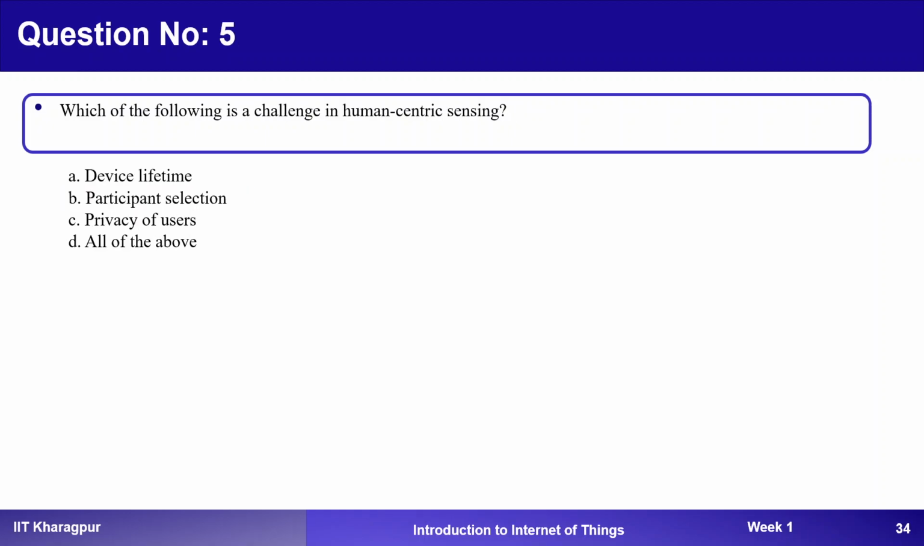Now the next question is, which of the following is a challenge in human-centric sensing? I have discussed this again. Device lifetime, participant selection, privacy of user, all of the above. Anyone please? Participant selection. Device lifetime is not a challenge? Yes ma'am, it is a challenge. All of the above. Yeah, right.